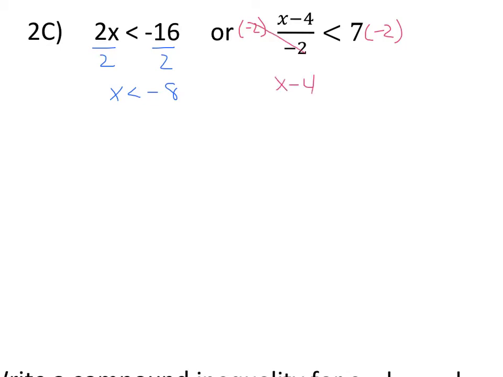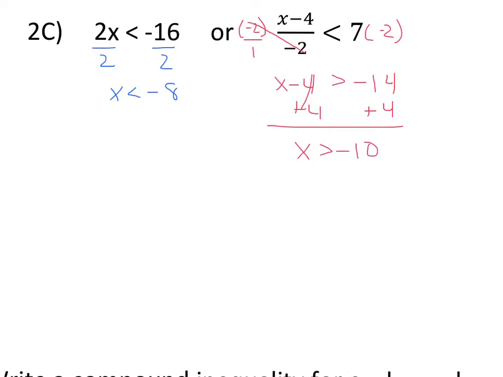I still have a lot of people that are trying to distribute that negative 2 through to the top part there, and you can't do that. This is saying 2 over 1, the 2's cancel. Less than, oh, you know what? I forgot to change my sign, didn't I? Anytime I multiply or divide by a negative, I need to flip my inequality sign, so it actually becomes greater than negative 14. Now I'm going to add 4 to both sides, and x is greater than negative 10.